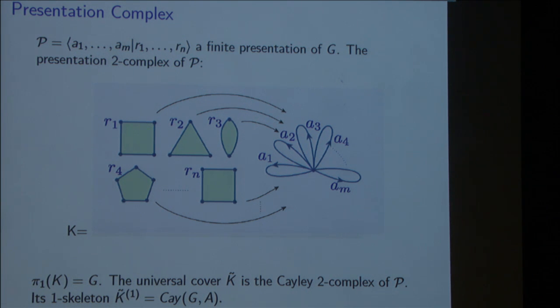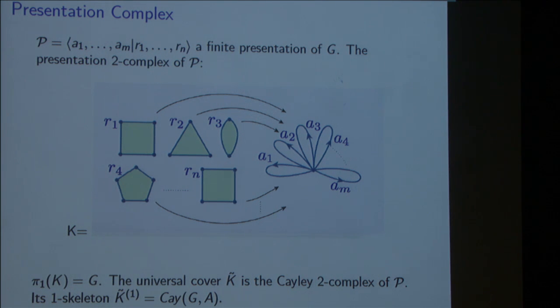What is the zero skeleton of the universal cover? It's a set of vertices corresponding to group elements. This one vertex is covered by all the group. Edges correspond to vertices which have distance 1 between them. So if you take a universal cover of this two complex, we have the Cayley two complex, and the one skeleton is a Cayley graph.